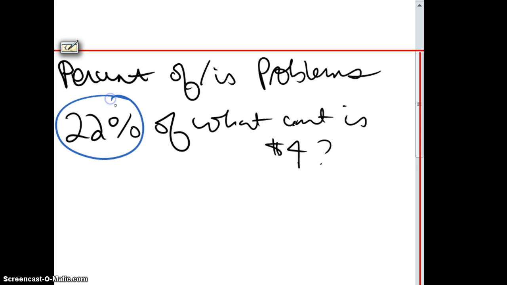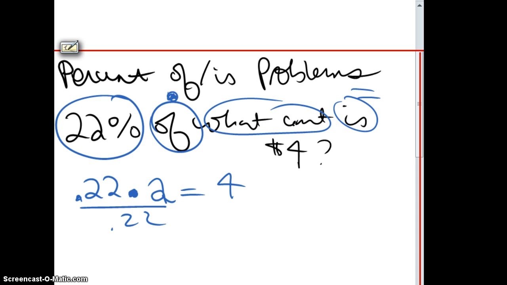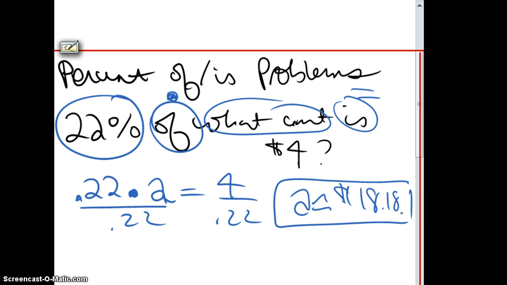Okay, so 22% would be 0.22. Of in math means times, so that would be times. What amount? I have no idea, so I'll use A for what amount. Is means equals, and then $4. And then I'd use the algebra to tell me what to do. So divide both sides, and so I'd take 4 divided by 22 hundredths, and I would get an amount that's approximately $18.18.